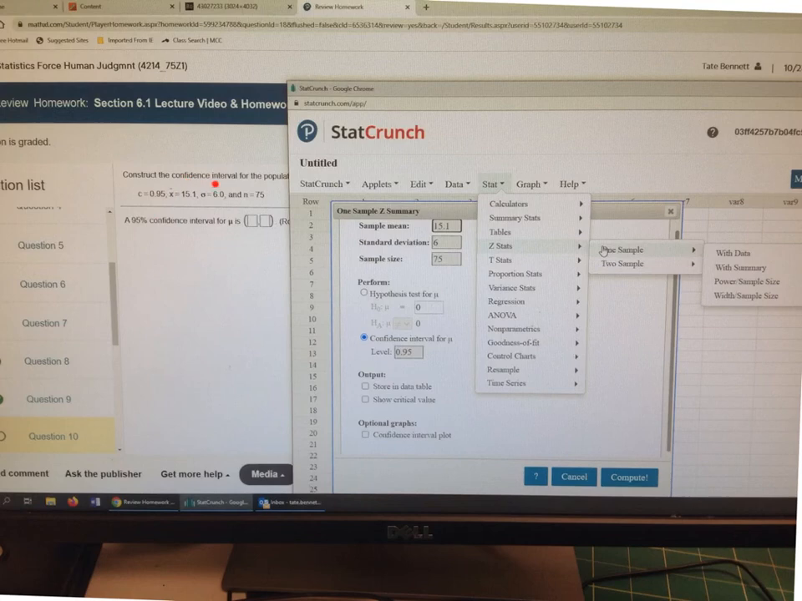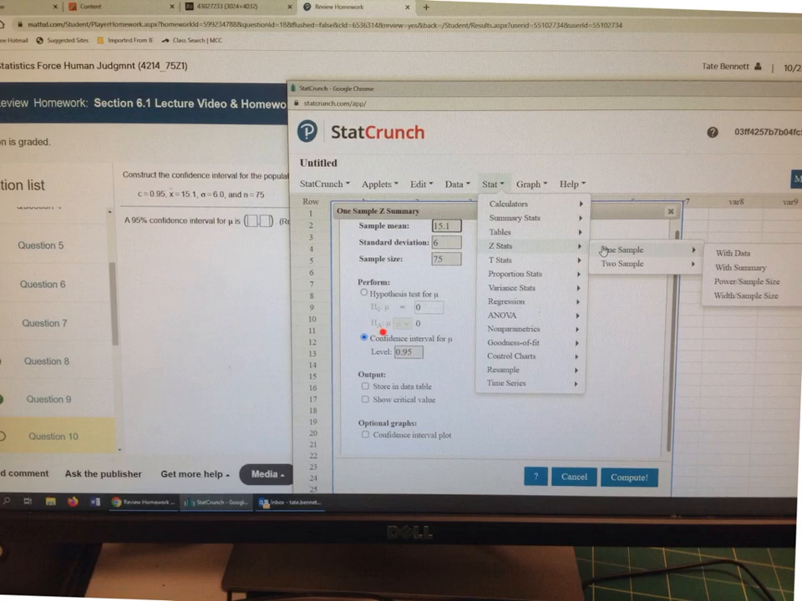You want to construct a confidence interval about the population mean. You want a 95% confidence interval. The sample mean is 15.1. The population standard deviation is 6.5, and the sample size is 75. So you want to enter the lower and upper limit of this sample's 95% confidence interval.